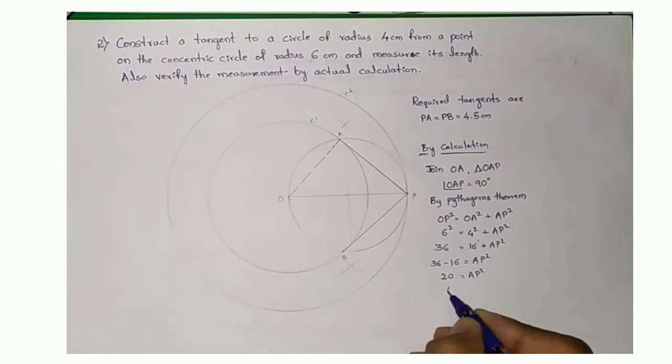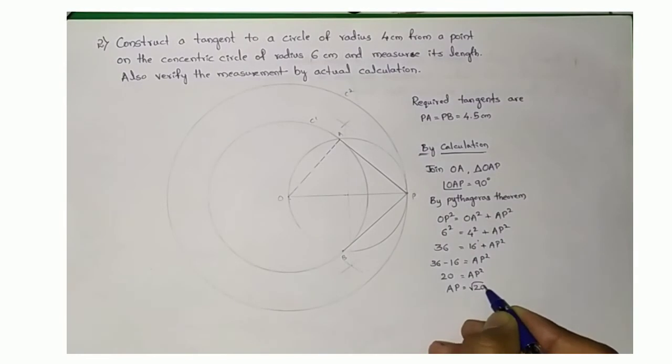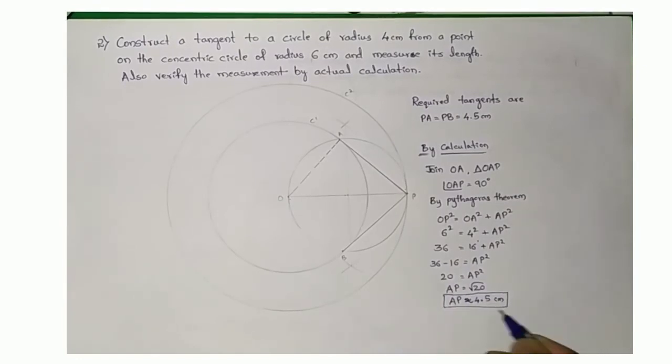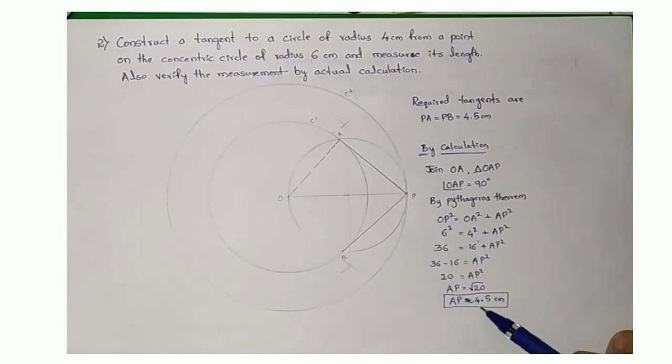So if you remove the square, it gives us root 20. So AP equals root 20, which is approximately 4.5 centimeter. So our answer is 4.5 centimeter, and by actual calculation also we are getting 4.5 centimeter, which means tangent AP as well as PB both give us approximately 4.5.